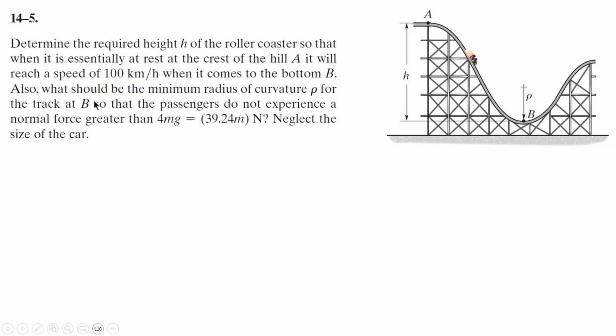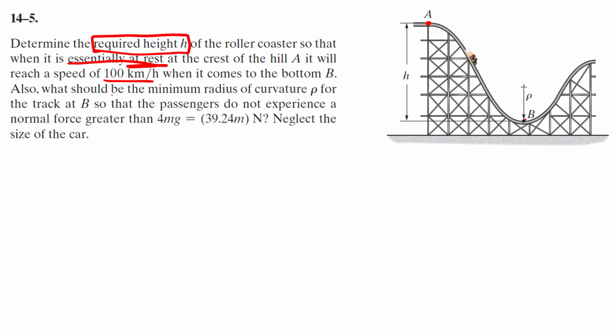Hello everyone, it's another problem. So we have a roller coaster problem. It says that it's essentially at rest at point A, and then it comes to point B with a speed of 100 kph. Okay, and then find the required height. That's the question. Find the required height.